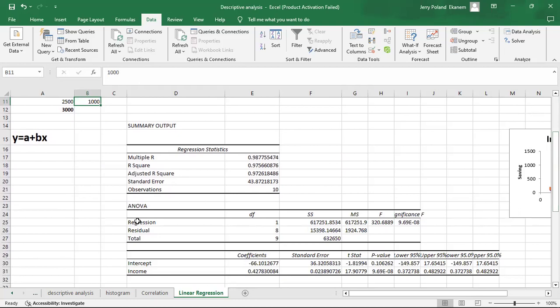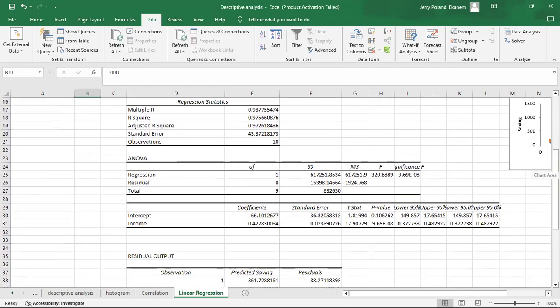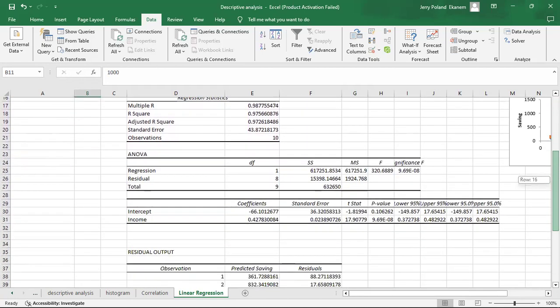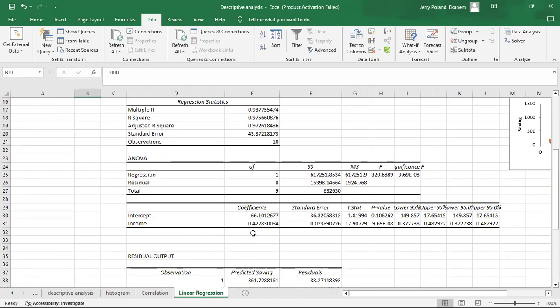And then we have the ANOVA, analysis of variance. We may not really talk about that, but the real thing we are looking at is what we call the intercept and the income coefficient. Remember that the income is actually the independent variable. So we have the coefficient of both of them here. We have coefficient, standard error, t-stat, p-value. These are all statistical terms which I may not go deep into.